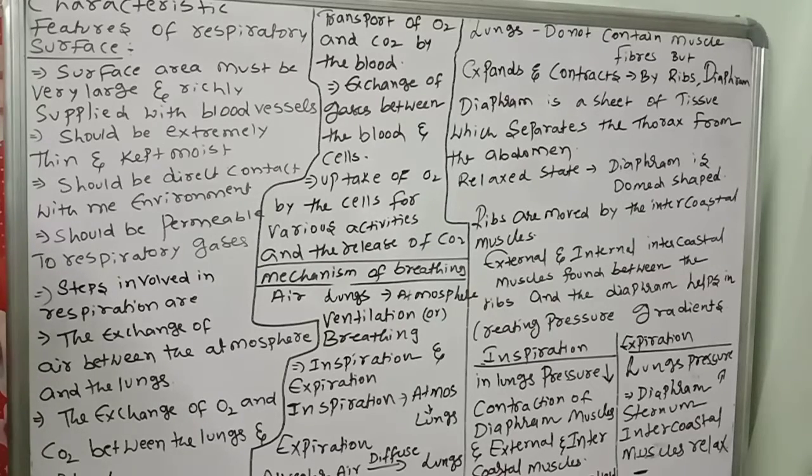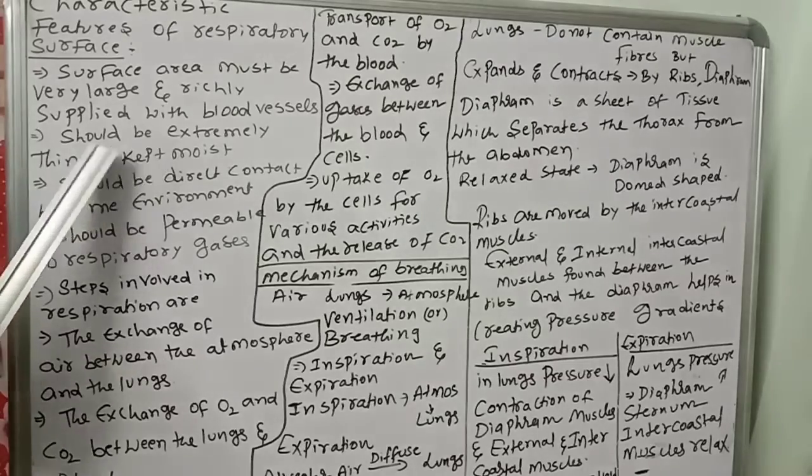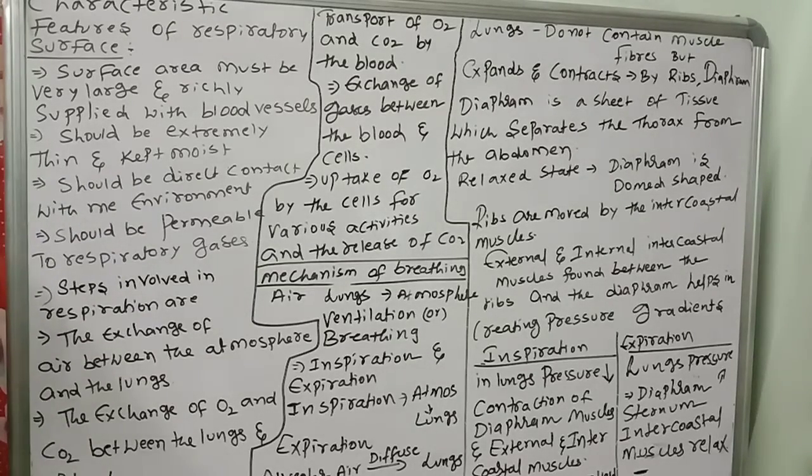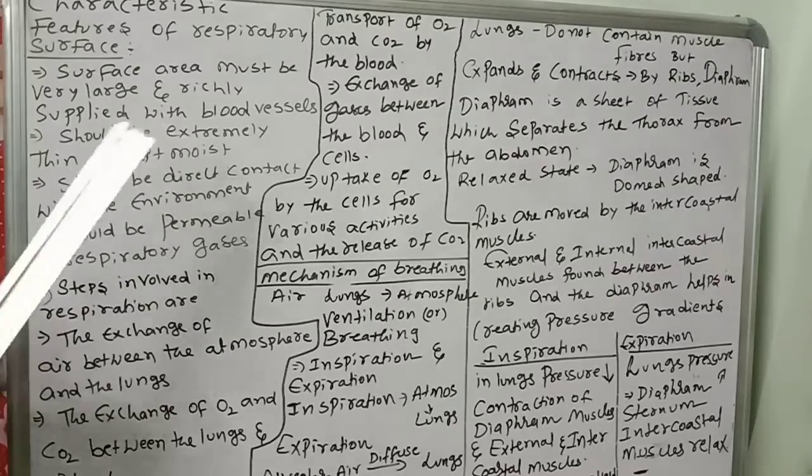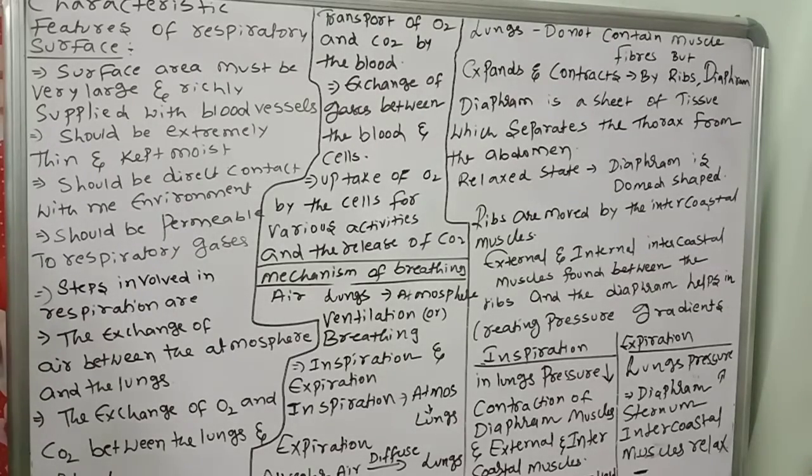Today we are going to discuss the characteristic features of the respiratory surface. The surface area must be very large and richly supplied with blood vessels. You know very well the alveoli are richly supplied with blood vessels. It should be extremely thin and kept moist.